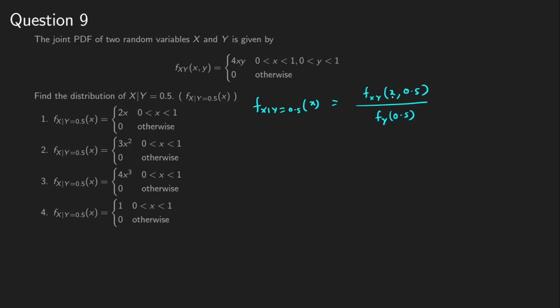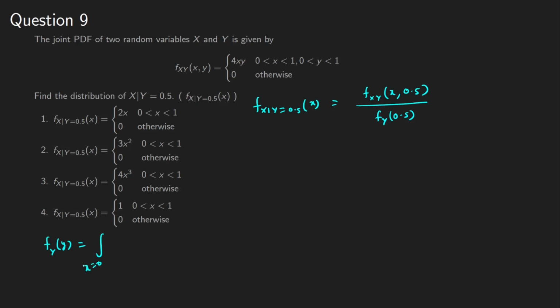So the numerator is very simple. We just have to put these values in the joint PDF. We have to leave x as it is, and in place of y we will put 0.5. But in the denominator we will have to find the marginal PDF of Y. So we can calculate it by integrating the PDF with respect to the X random variable over the full range of X.